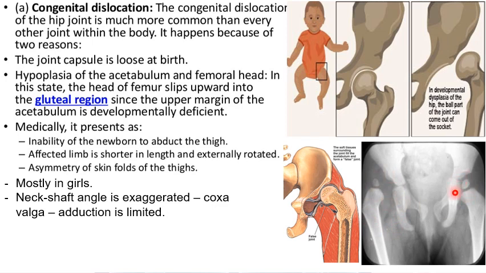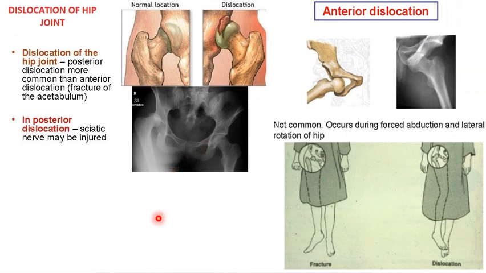So here in the radiograph you can very clearly see where the head is in position within the acetabular cavity, and this has moved up as there is no proper development of the acetabulum posterior superiorly. In dislocation of the hip joint, posterior dislocation is more common than anterior dislocation. So here you can see it is the posterior dislocation. The head has moved towards the gluteal region from the acetabular fossa.